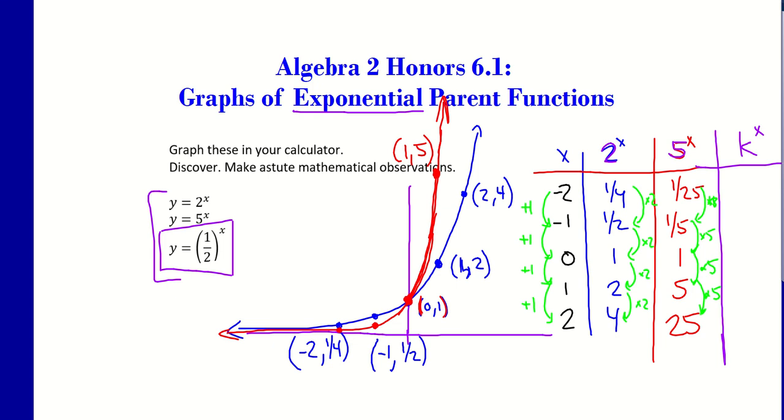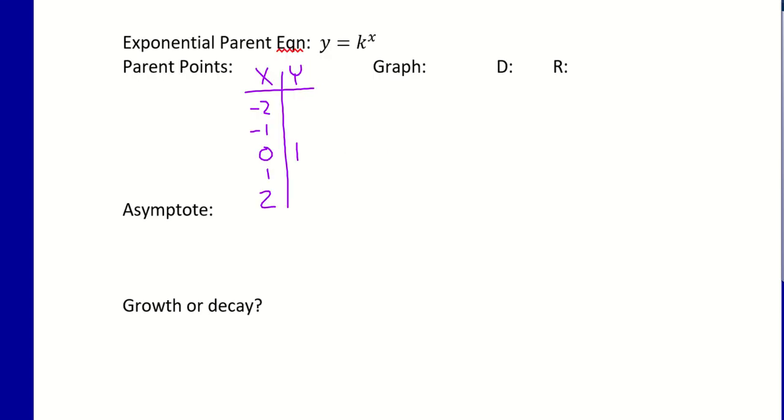Going along with that pattern, and if I know that it's going to have 0, 1 in the parent function, because anything to the 0 power is 1, then I know that the pattern here must be that I'm multiplying by k to move forward in the pattern. So 1 times k would be k, and then k times k would be k squared. And if I'm multiplying by k to go forward, then I must be dividing by k to go backwards. So I get 1 over k and 1 over k squared.